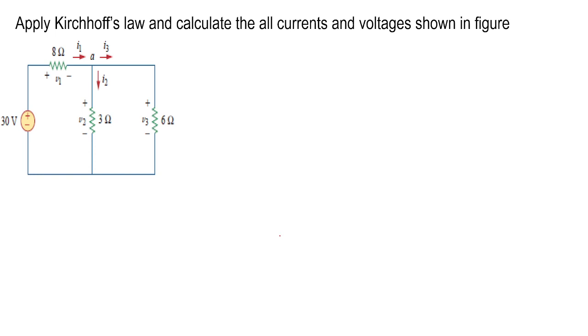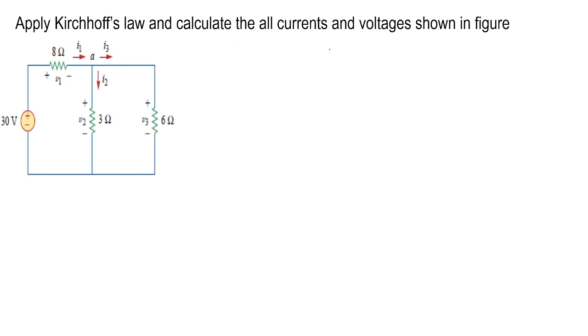In this example, you can see: apply Kirchhoff's law and calculate the currents and voltages shown in the figure. First of all, we need to check the given circuit. This is 30 volt. After that there is an 8 ohm resistor and current I1 is flowing through the 8 ohm. Next is a 3 ohm resistor and current I2 is flowing in the 3 ohm. Again, a 6 ohm resistor is connected and I3 current is flowing in this circuit.